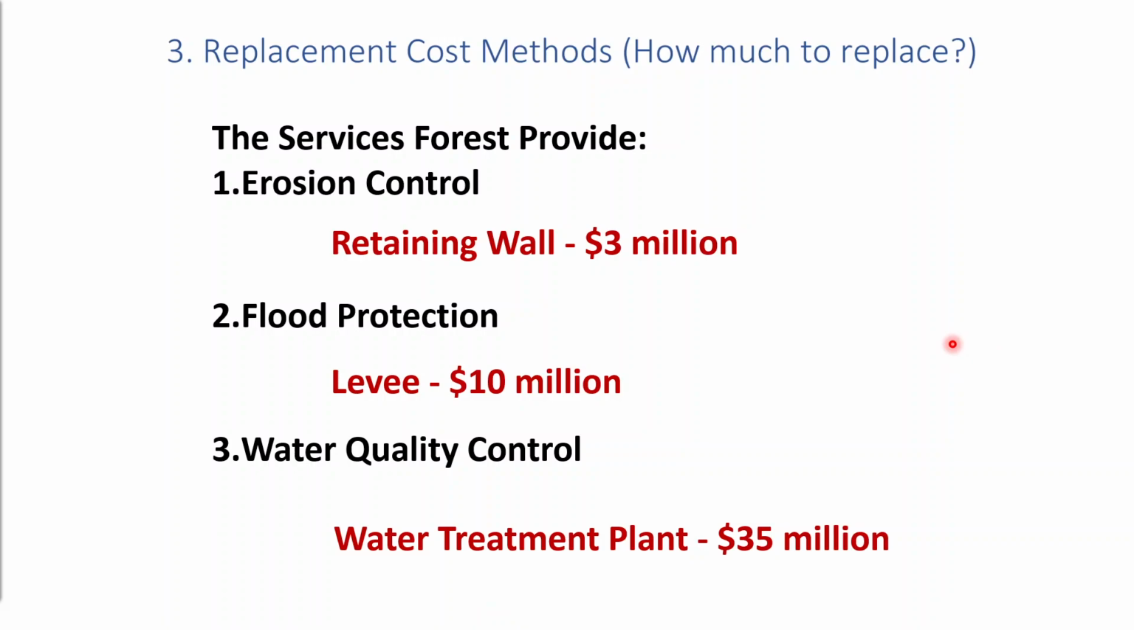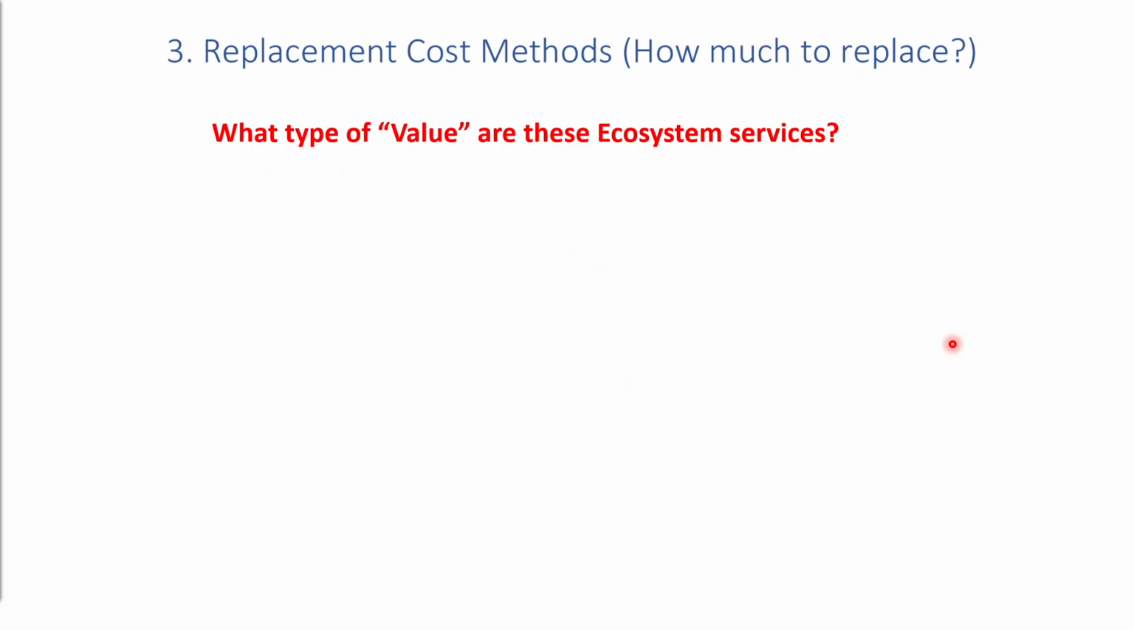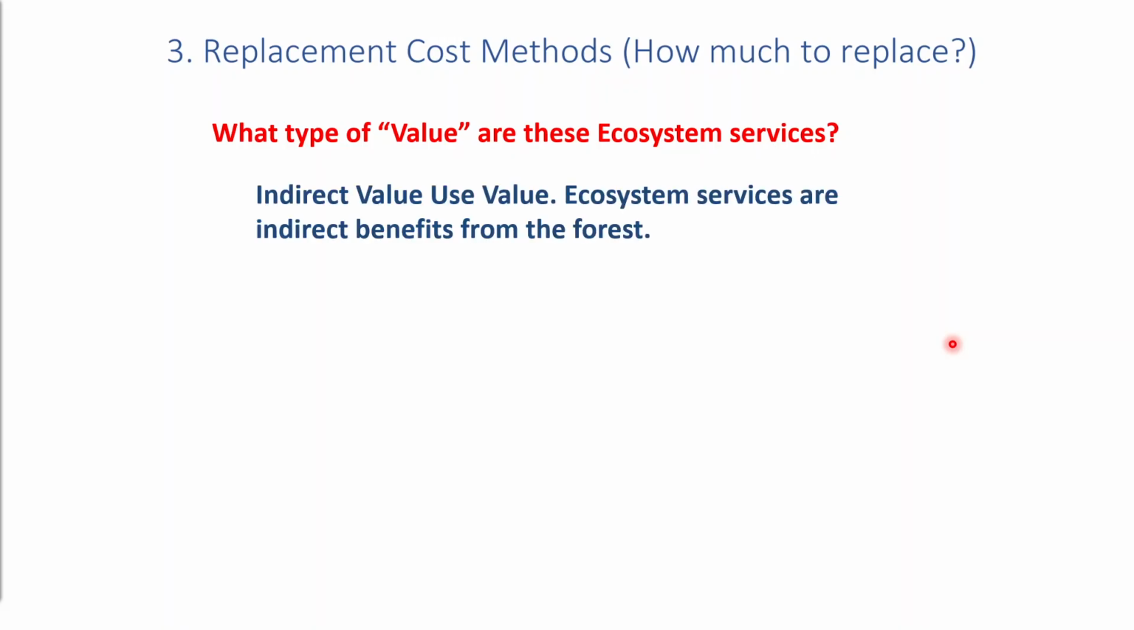All right. So what types of values are these ecosystem services? Again, remember, these are indirect use values, because we indirectly benefit from the forest. These are not services that one obtains by going into the forest. You benefit from them in proxy, or even away from the forest.